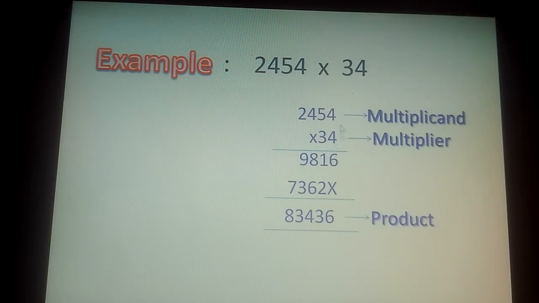4 fours are 16, 1 will be carried. 4 fives are 20, 20 plus 1, 21, 2 will be carried. 4 fours are 16, 16 plus 2, 18, 1 will be carried. 4 twos are 8, 8 plus 1, 9.